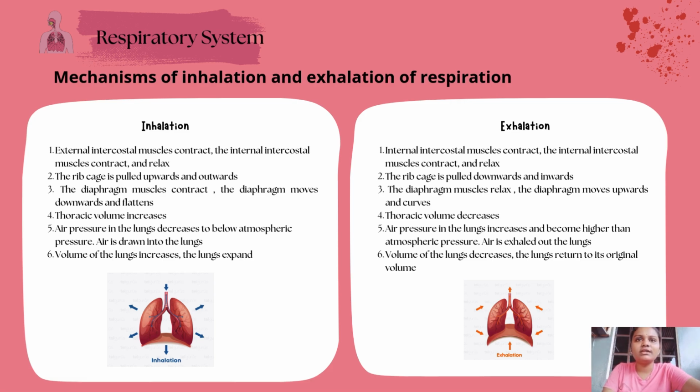Exhalation. Internal intercostal muscles contract. The external intercostal muscles relax. The rib cage is pulled downward and inwards. The diaphragm muscle relaxes, the diaphragm moves upwards and curves. Thoracic volume decreases, air pressure in the lungs increases and becomes higher than atmospheric pressure. Air is exhaled out of the lungs. The volume of the lungs decreases, so the lungs return to their original volume.